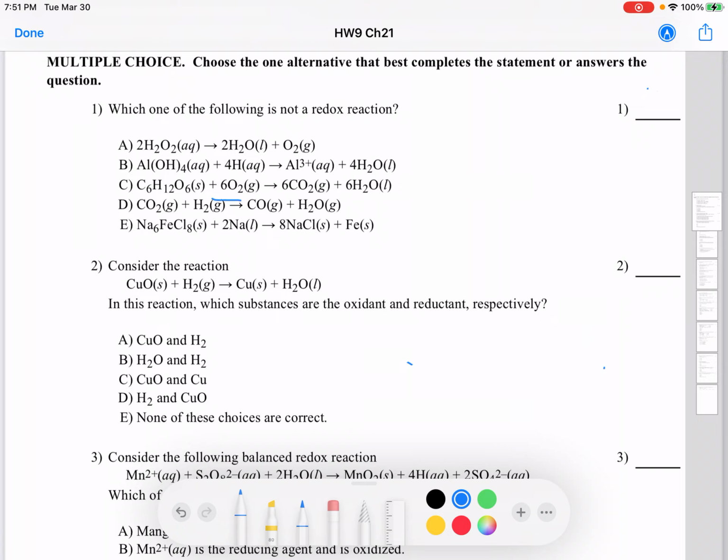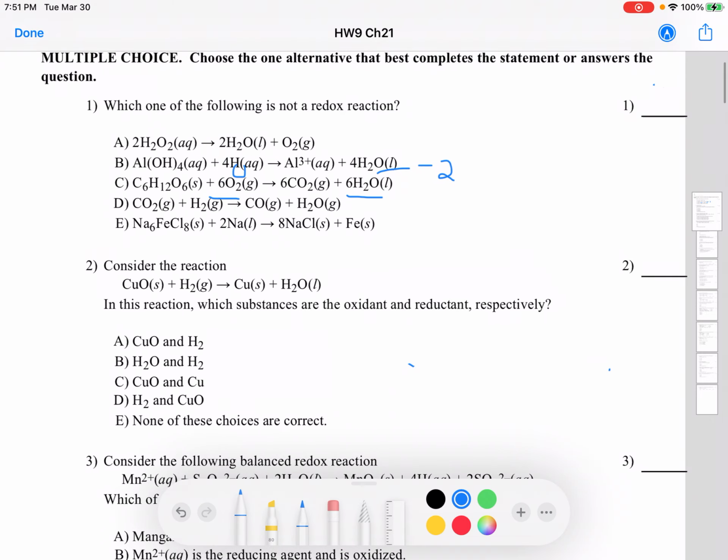Let's try this one. Oxygen, O2, oxidation number is 0, and we do have oxygen in water. What is the oxidation number of oxygen in water? -2. So oxygen changes from 0 to -2. At least one element changes oxidation number, so that is a redox reaction. Let's look at the next one. Hydrogen by itself, H2, oxidation number 0. Hydrogen in water, hydrogen with non-metals, would be +1. So hydrogen changes from 0 to +1. So that is also a redox reaction.